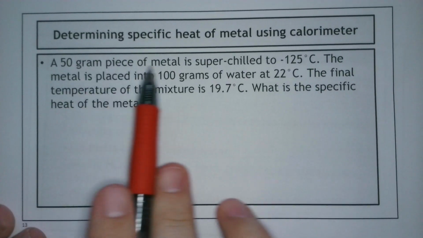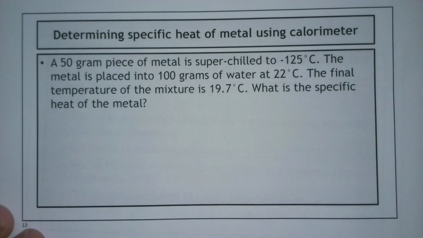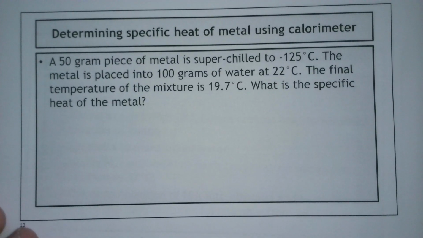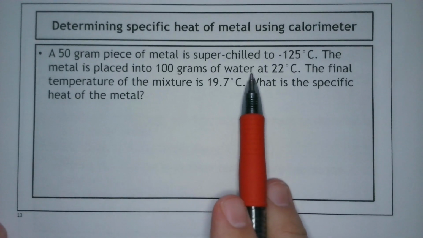A 50-gram piece of metal is super chilled to -125. Now, when we did a lab like this, we heated it. So the metal is the thing losing heat when you add it to the water. In this case, it's actually going to be the opposite. The metal is going to be super cold, so it'll gain heat from the water, and the water should actually cool off. So you can do it the other way as well. It's just harder to super chill stuff.